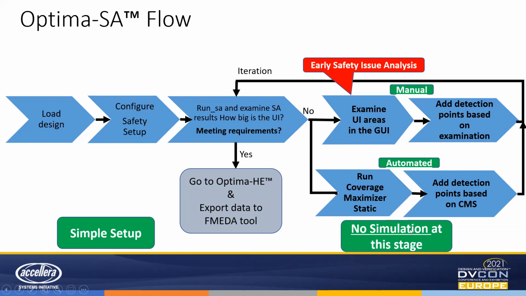Or we have an automated method which we call the coverage maximizer static. This can automate and tell you which points are to be added for the detection and then close this loop. So both manual and automated are supported. And still we don't have any simulation up to this point.